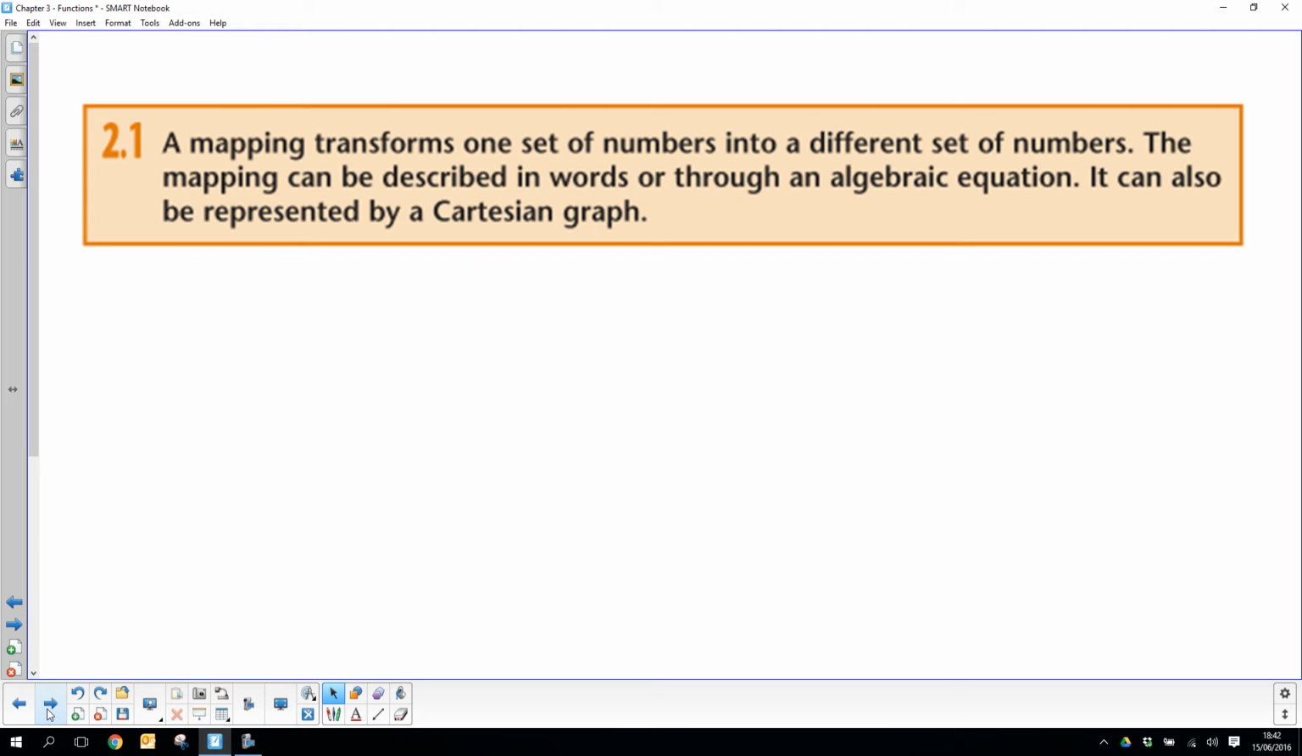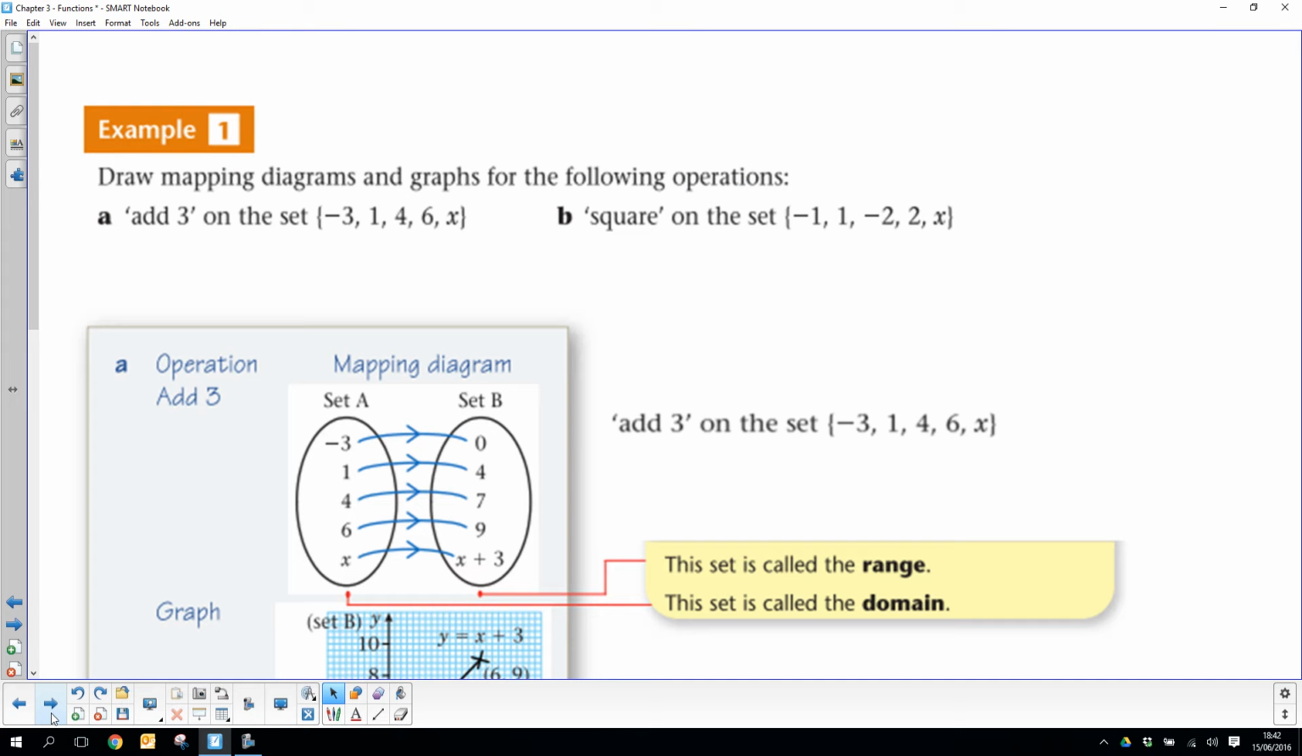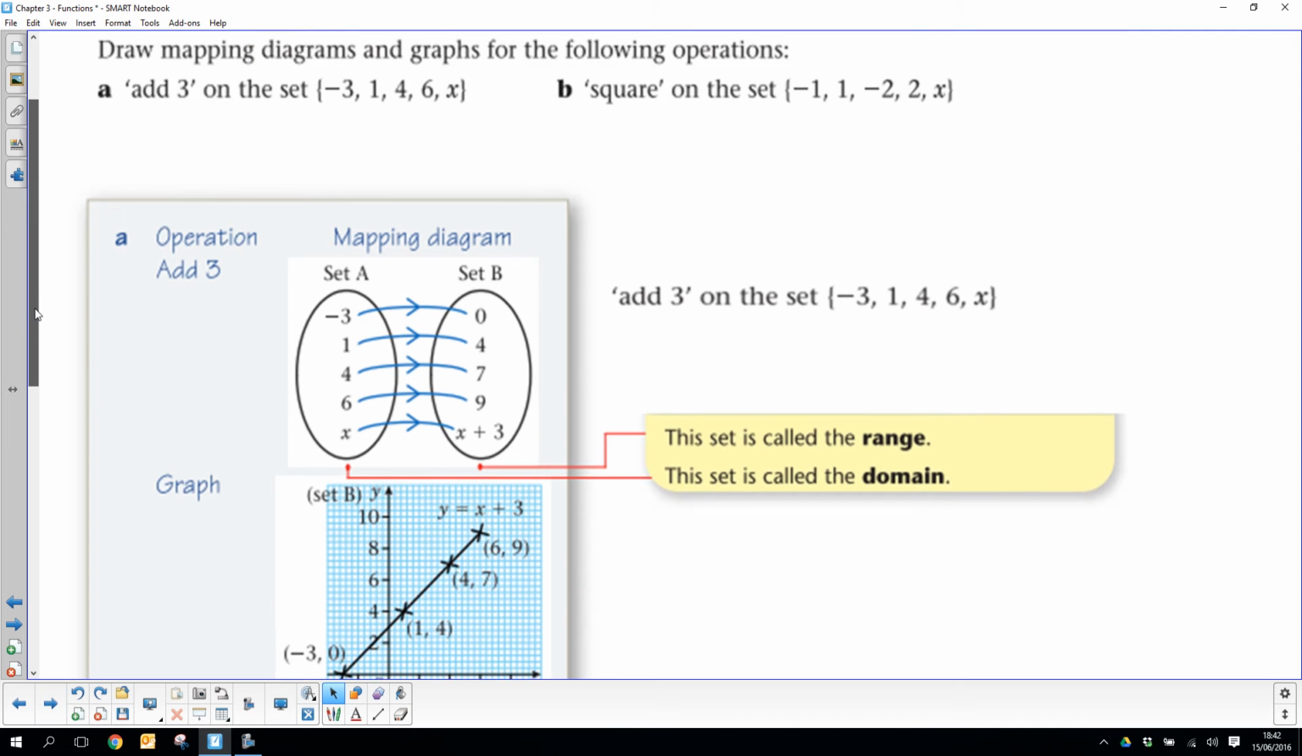So we're going to start off by looking at mappings, and it tells you here a mapping transforms one set of numbers into a different set of numbers. It can be described in words or by using an equation, and we can also show a mapping on a graph. Starting off with example 1, it says draw mapping diagrams and graphs for the following operations: add 3 on the set minus 3, 1, 4 and 6, and then square on this set. So you can see just down here what we're talking about.